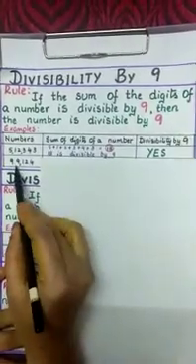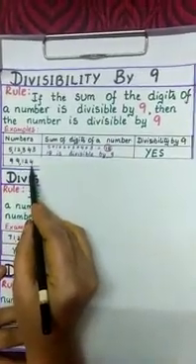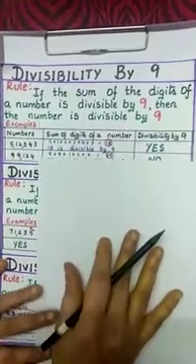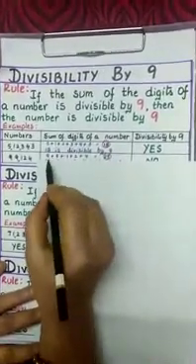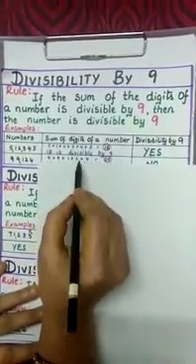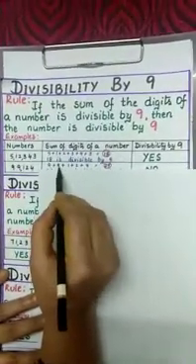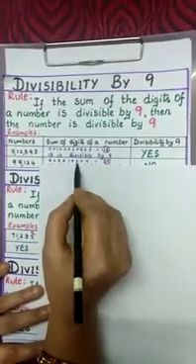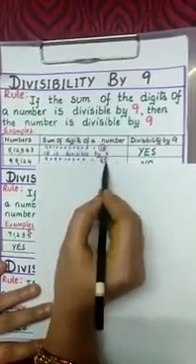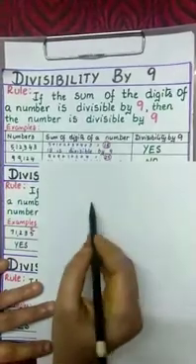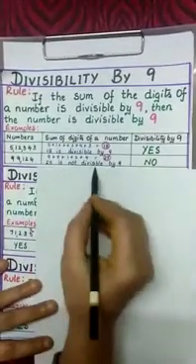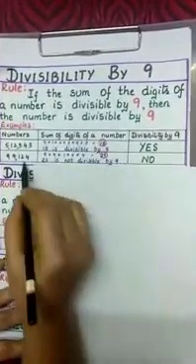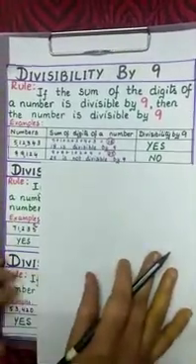Now, the next example, 99,124. Again, let us find the sum of digits here. 9 plus 1 plus 2 plus 4. 9 plus 9, 18. 18 plus 1, 19. 19 plus 2, 21. 21 plus 4, 25. Is 25 divisible by 9? 25 is not divisible by 9. Hence, this number is not divisible by 9.